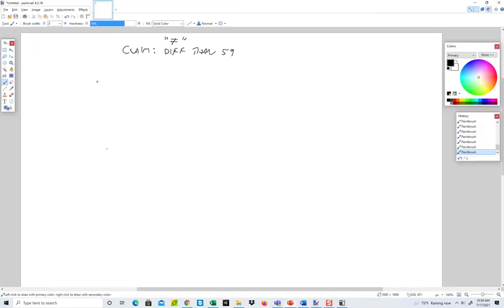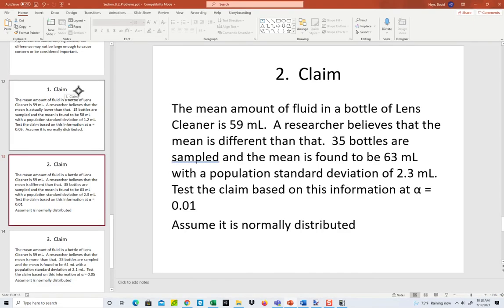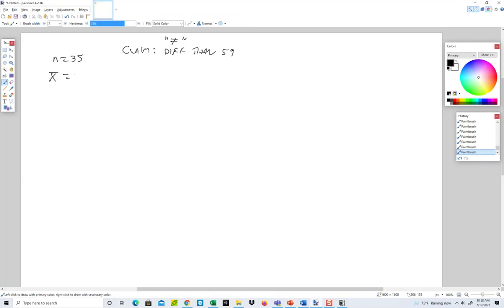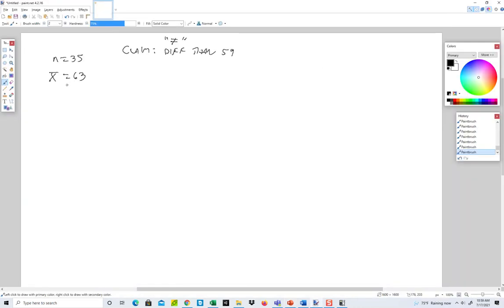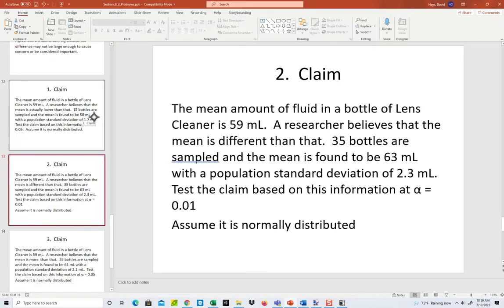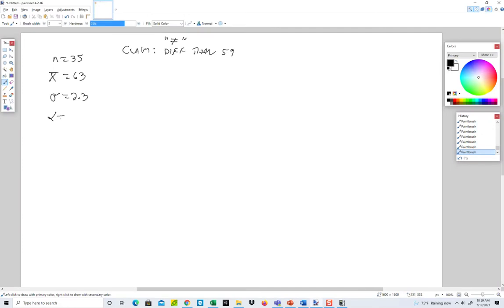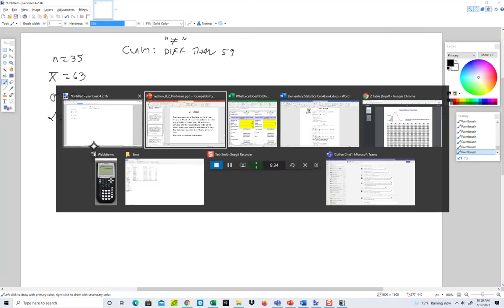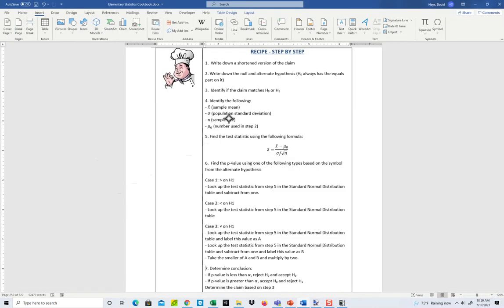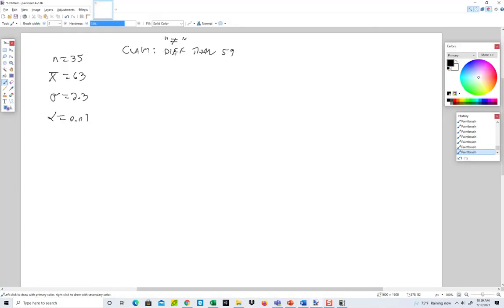See, 35 bottles are sampled, so N is 35. Mean is found to be 63 milliliters. Since that's referring to my sample, that's my sample mean. So X bar is 63. With a population standard deviation, that's sigma, 2.3. Test a claim based on this information that alpha is equal to 0.01. Okay, so that's all our information. Step 1, write down a shortened version of the claim. We did that.